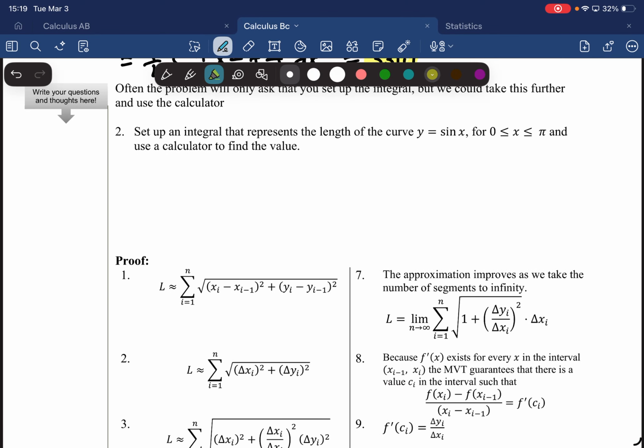Okay, last one, number 2. It says set up an integral that represents the length of the curve y equals sine x from 0 to pi, and then use a calculator to find the value. So it just wants us to set up the integral.